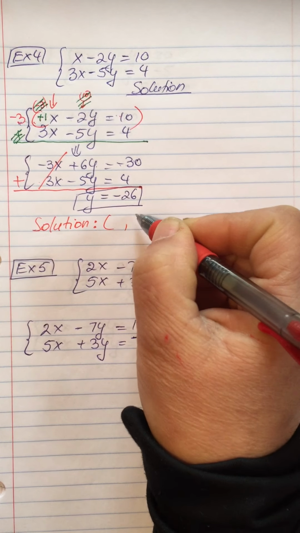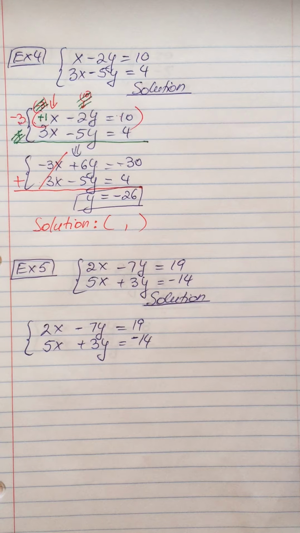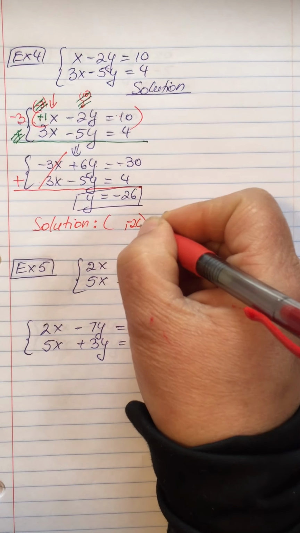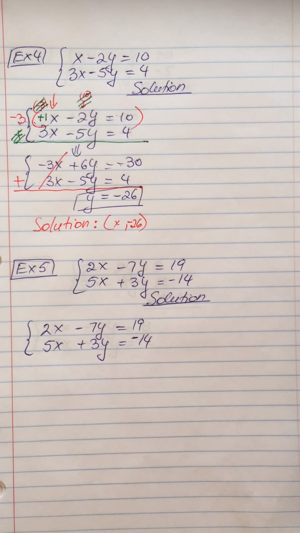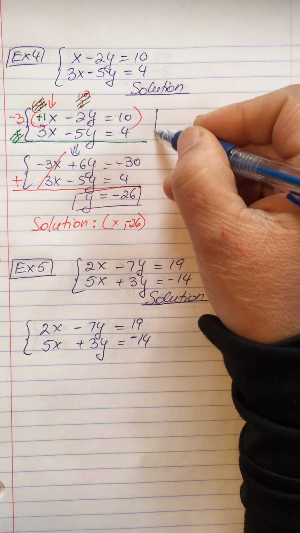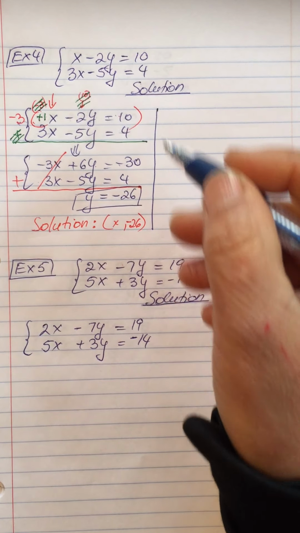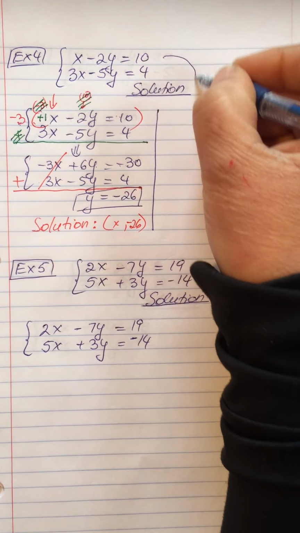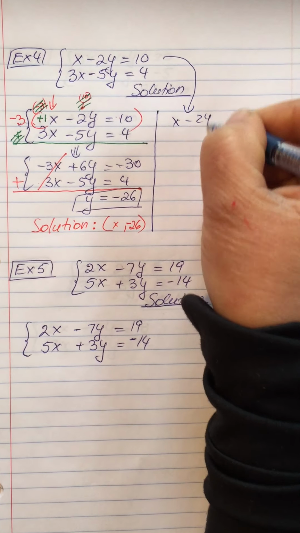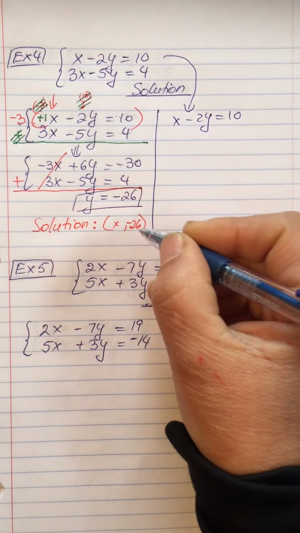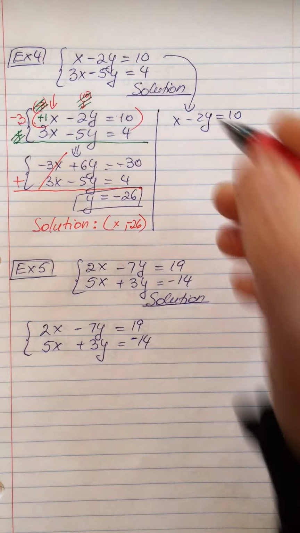Again, the solution is waiting for the coordinate value. So I have to write in the second position negative 26, and I have to find the value of x. To find the value of x, I have to choose one of the original equations. So let me choose the first. Write it down, x minus 2y equals 10. Let me replace y with negative 26 to find x.